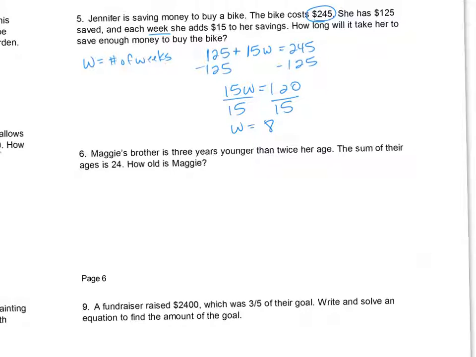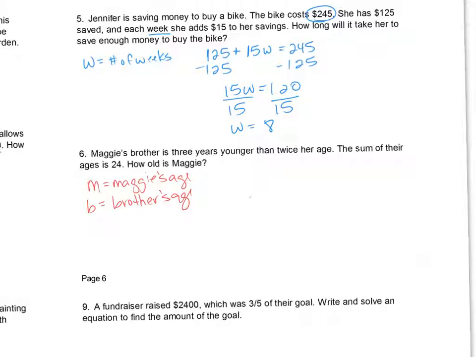Number 6, Maggie's brother is 3 years younger than twice her age. The sum of their ages is 24. How old is Maggie? So first and foremost, let's define our variables. So we have Maggie that we're just going to call M. And remember, we'll write Maggie's age. And then we have B, we have her brother's age.